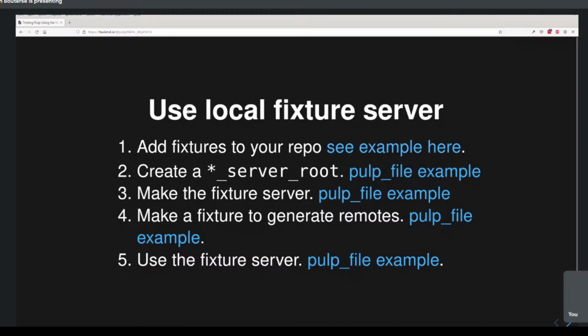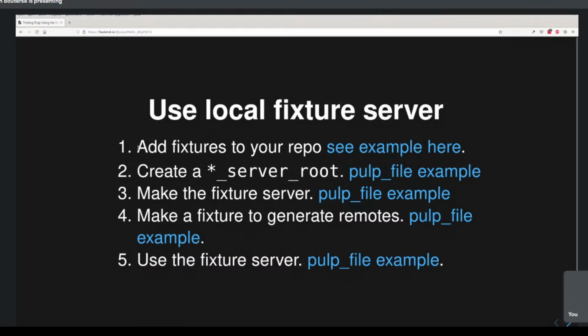To use the local fixture server, I'm going to talk through these 5 points, and then we're going to go back through them and actually look at the examples. You want to add data fixtures to your repo. A data fixture, for instance for Pulp file, is a Pulp manifest file that contains the names of other files. These are primarily text files, and each of those text files has some other data in it. This is what the data that Pulp file downloads looks like. For RPM, it's going to look different. For other content types, it's going to look different from that.